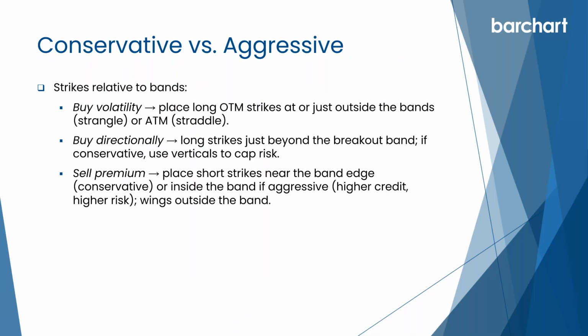That is conservative, maybe a little bit outside of it. And if I'm aggressive or very confident in the price movement, then I'm going to be looking to sell premium at strikes that are inside our bands. We're talking about our mean reversions, higher credit, but also higher risk. And then if I'm doing those vertical spreads, I'll be setting my wings or my iron condors outside of those bands. Okay.